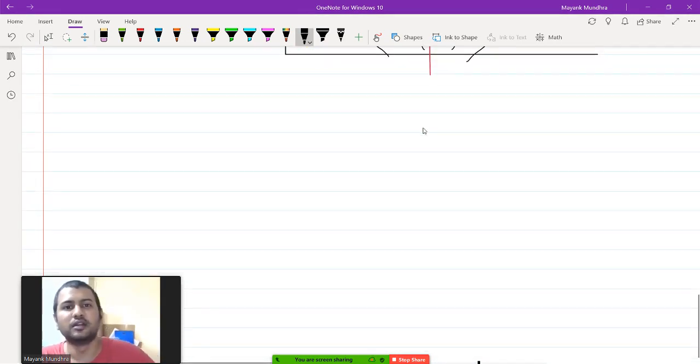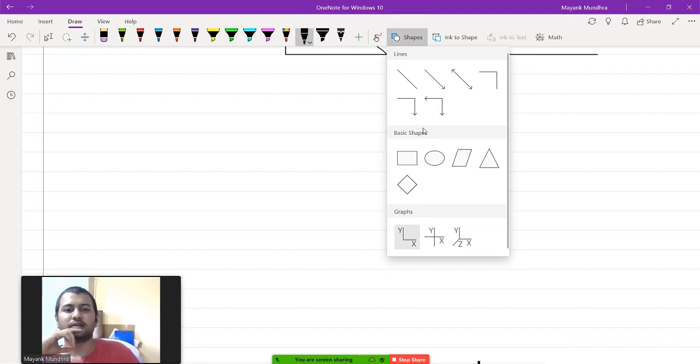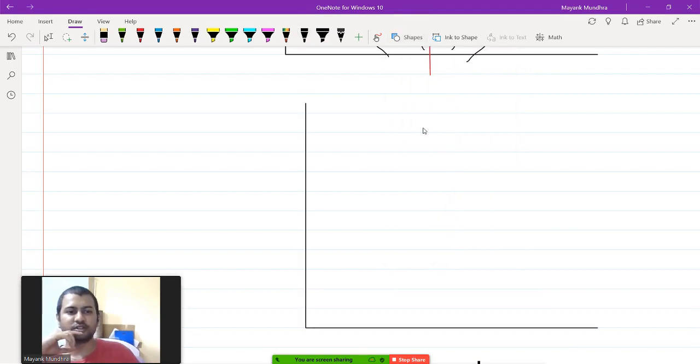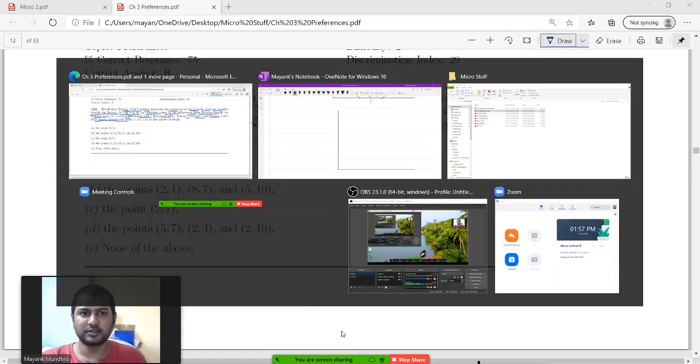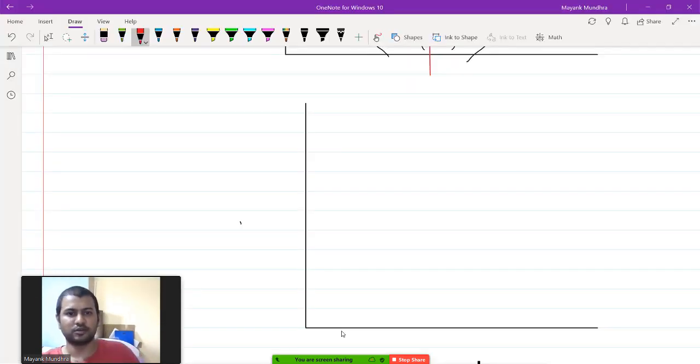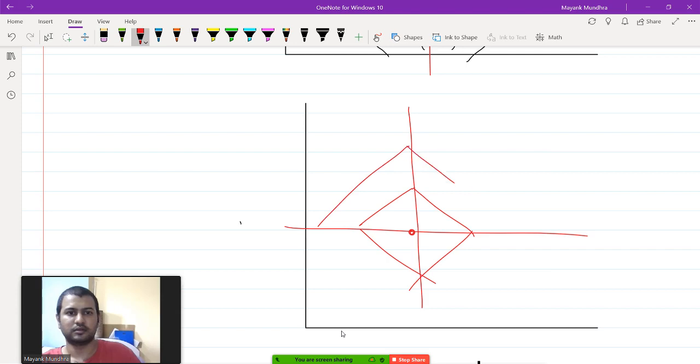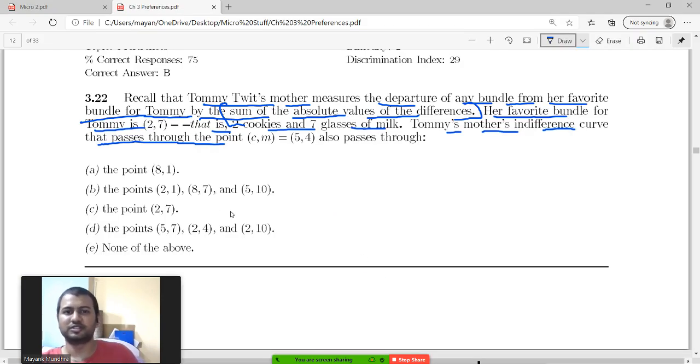Now let's draw this again without all the equations. Let's just draw the curves and proceed with solving the problem. The point is 2 comma 7, so this is your 2 comma 7. The ICs will look like this, so this is going to be the shape of the ICs.